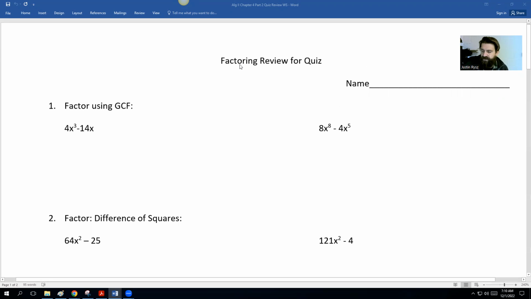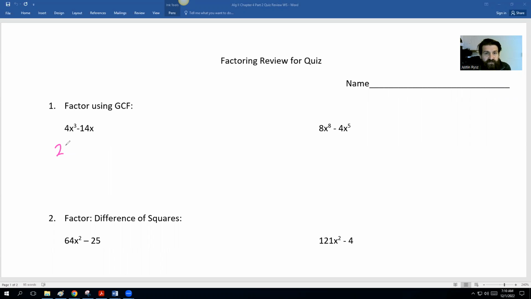There's a lot of different types of factoring, so the first thing we're going to do is go over those different types. First thing is GCF factoring. GCF stands for greatest common factor. Basically, you look to see what's the biggest number you can divide both terms by. In this case, we can divide 4 and 14 both by 2.